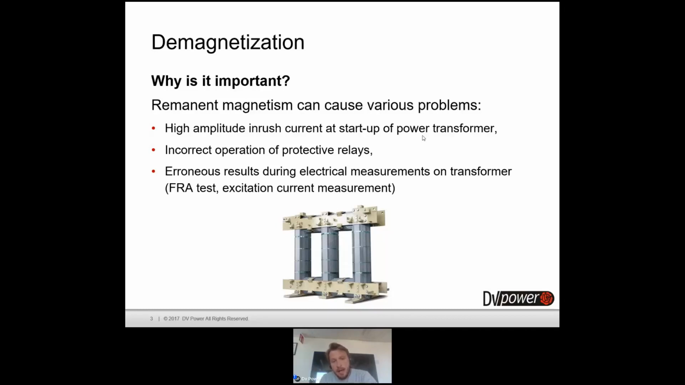So basically, the natural condition of the magnetic core is to be a little bit magnetized. And in that paper, you can find the conclusion that before the frequency response analysis test and excitation current test, it is highly recommended to perform demagnetization. Only in that case can we be sure that we have the same reference conditions and can compare results.